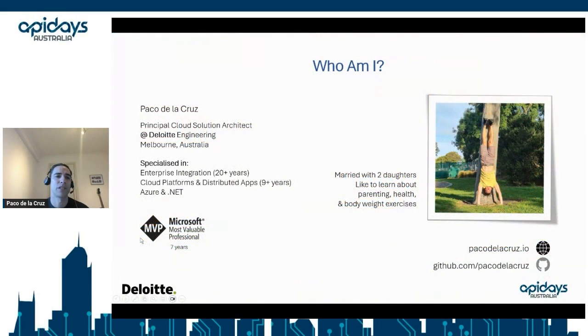My name, as I mentioned, is Paco de la Cruz. I'm a principal cloud solution architect working for Deloitte, and I'm recording this session from Melbourne, Australia. My specialization is on enterprise integration. I also work on establishing cloud platforms and building distributed applications for our clients. And my focus has been Azure and .NET. I've been recognized as a Microsoft Azure MVP for 7 years.